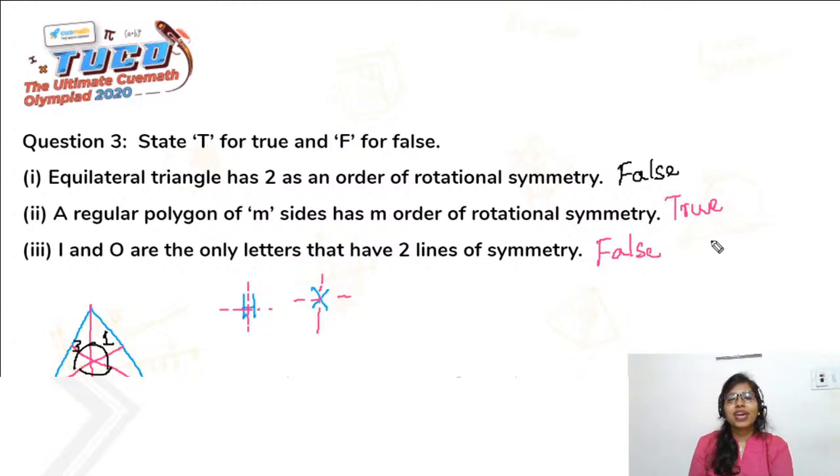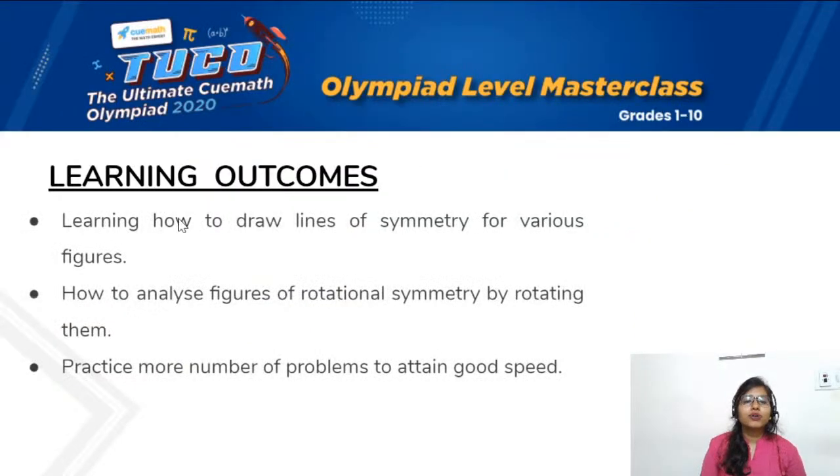With this, let's go ahead with our learning outcomes and we'll be winding up the session for today. So here goes our first learning outcome. Learning how to draw lines of symmetry for various figures, how to analyze figures for rotational symmetry by rotating them, and practicing more problems to attain good speed.